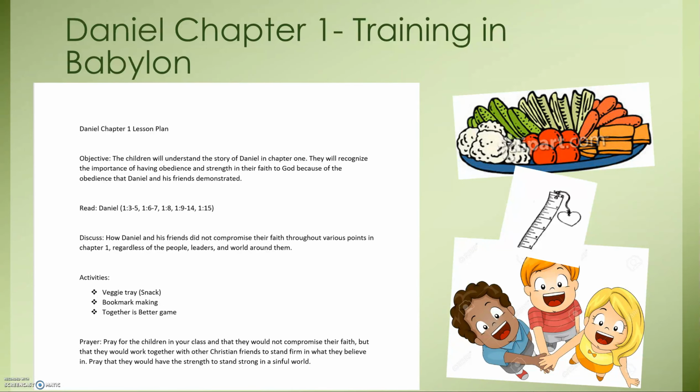For each lesson, I have an objective, what you should read or what you should focus on. I pulled out specific verses that could be shortened or in different sections so that it doesn't get overwhelming for the kids to read all at once. And I was thinking maybe you could have volunteers read them so that you're not doing all the reading either. But it's up to you.